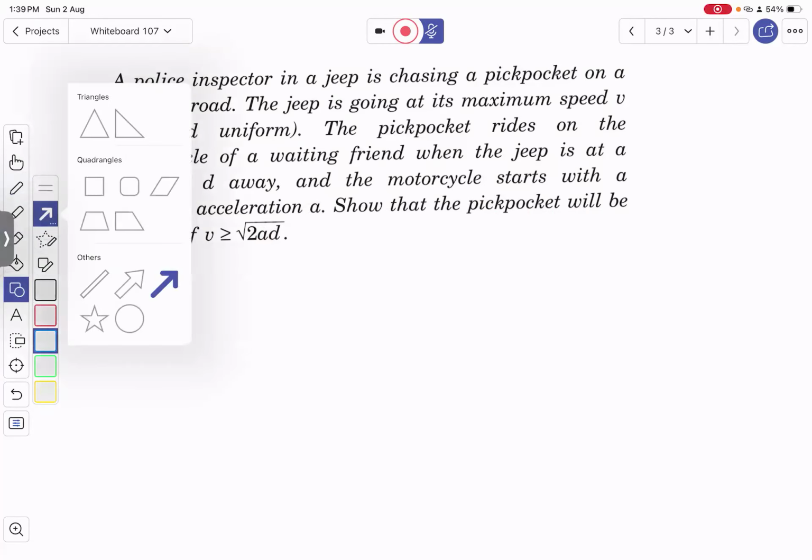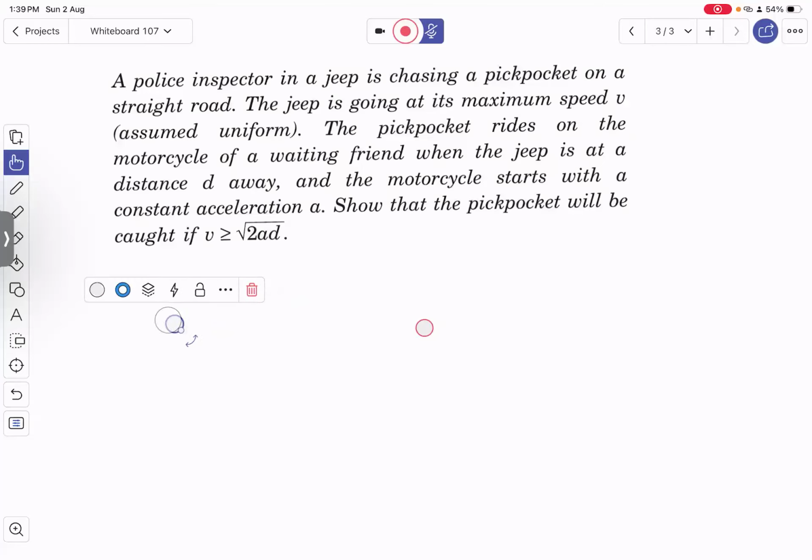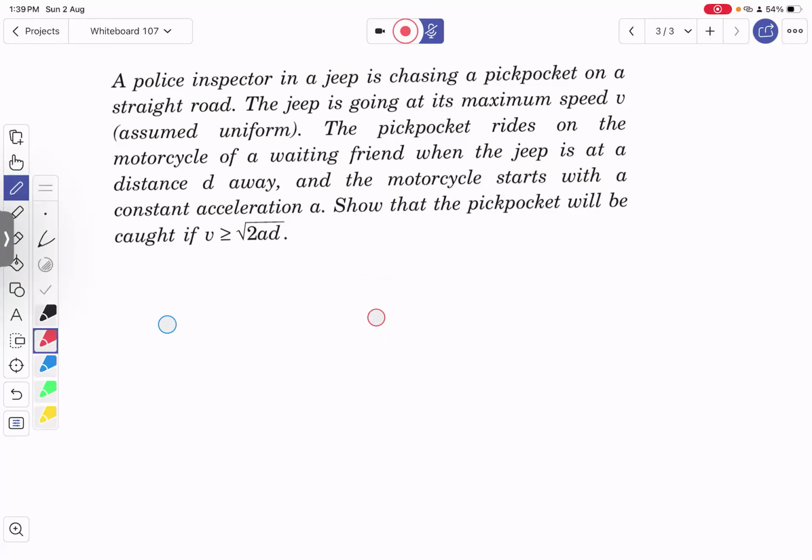The jeep and pickpocket are difficult words to pronounce, so I will call them A and B. And I will draw the situation. I'll write down the situation that is given at the start, which I'm going to call t equals 0. Suppose the first one is the jeep, that is A. The second one is the motorcycle guy, that is B. What is given is that at t equals 0, the separation between them is d, and it is 1D motion.